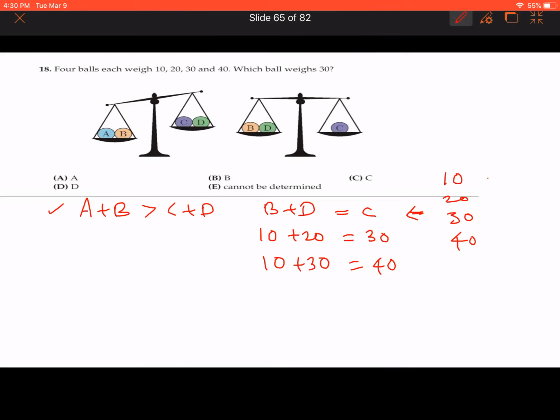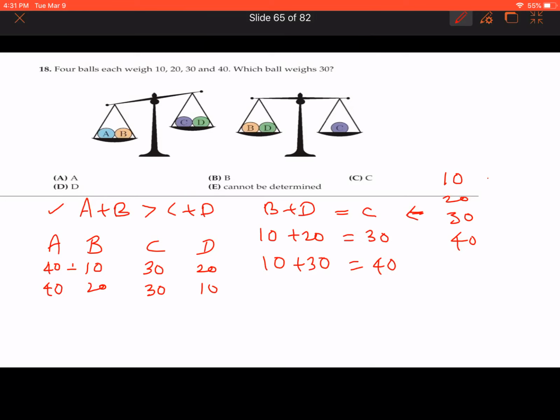So let's keep 30 as C, as in the equation, okay? So I'm writing A, B, C, D. If I keep C as 30, then B and D: if B is 10, D is going to be 20, or if B is 20, D is going to be 10, right? So automatically A will always be 40 because that is the left out weight, right? So now we are going to check the balance.